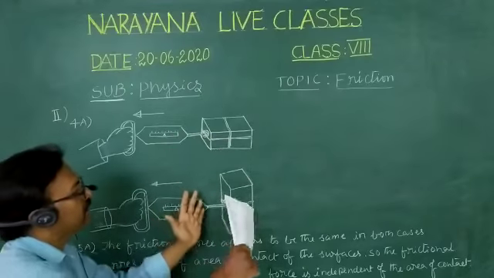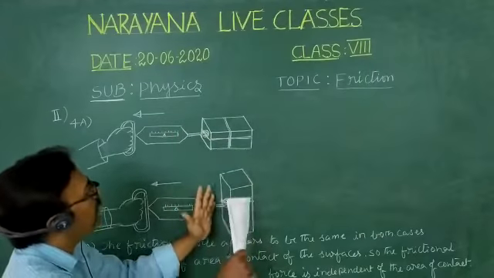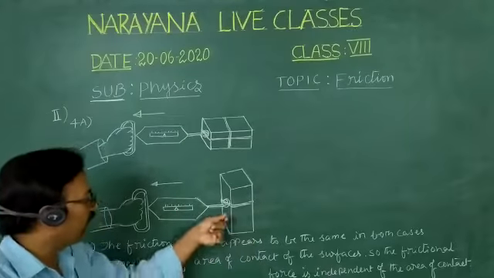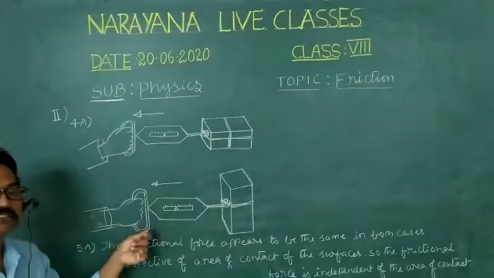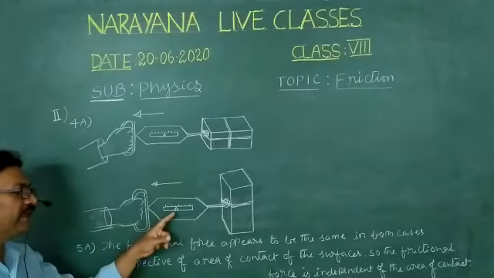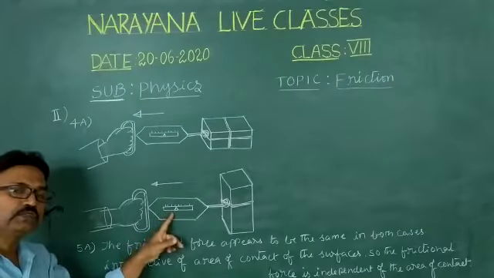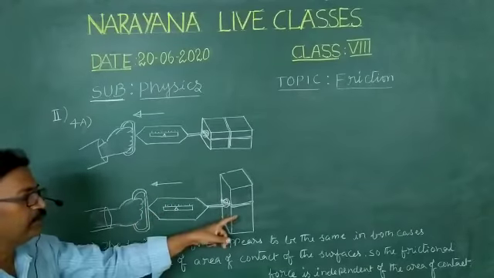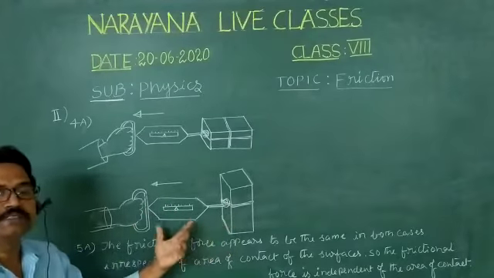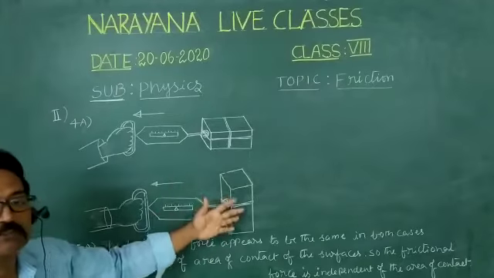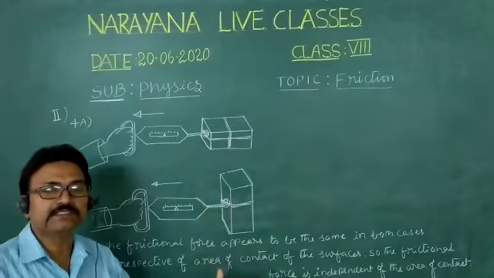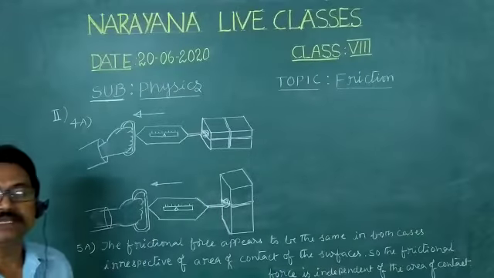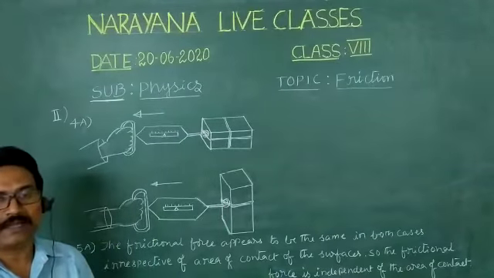Now this block is made to stand on its smaller area. Now again, using the spring balance, it is pulled. Then again, the spring balance shows the same reading. That means the force required to pull this block in this position is also the same. That means the frictional force acting on the two blocks is the same. From this you can conclude that frictional force is independent of the area of contact.